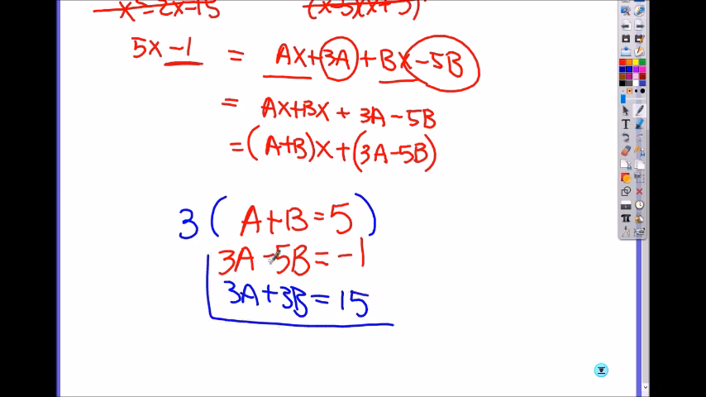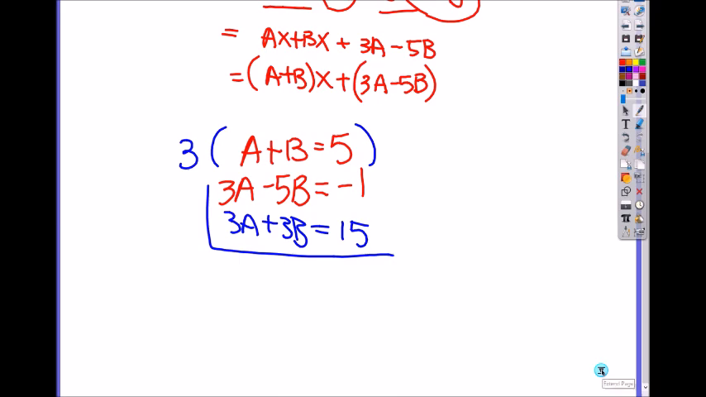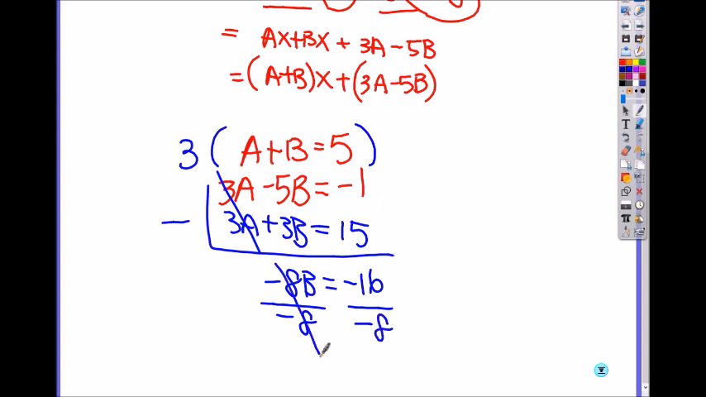With these two now, what do I do? Subtract. If you add, it becomes a bigger A, 6A. Our goal is to eliminate this, get rid of it. So you subtract, so this is gone, it becomes 0. Negative 5B minus 3B is negative 8B, which equals negative 1 minus 15, which is negative 16. So when I divide by negative 8, I get B equals 2.